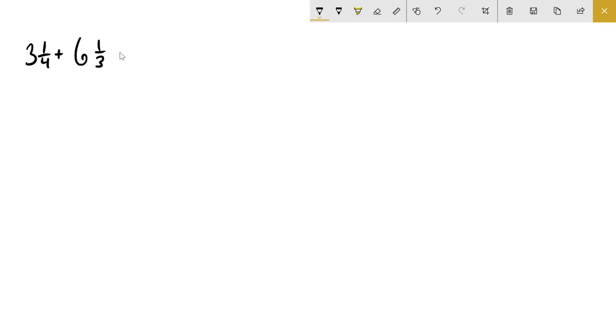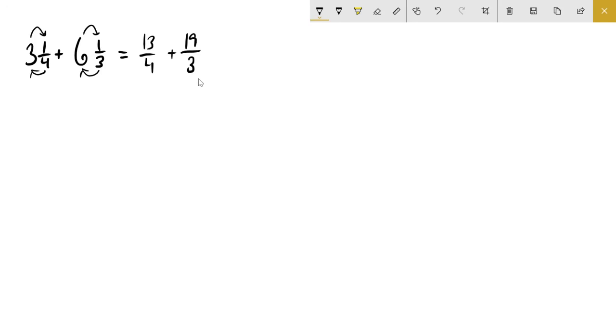So with these mixed numbers, I would just convert them first. You could do common denominators first if you want. I usually convert them first. So 4 times 3 is 12 plus 1. This would become 13/4. And then 3 times 6 is 18 plus 1. This becomes 19/3. But we still have a common denominator problem here.